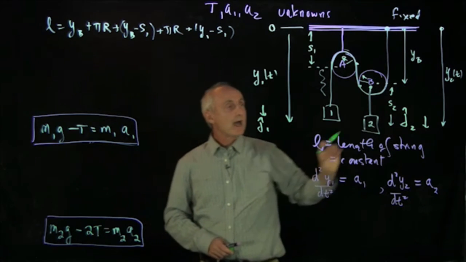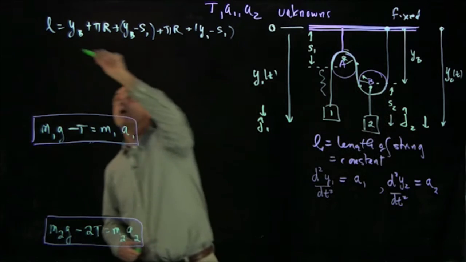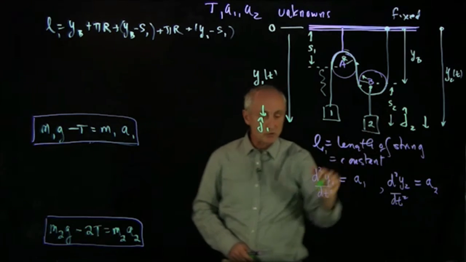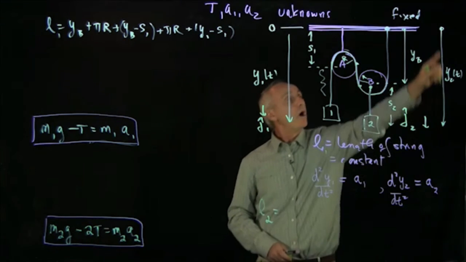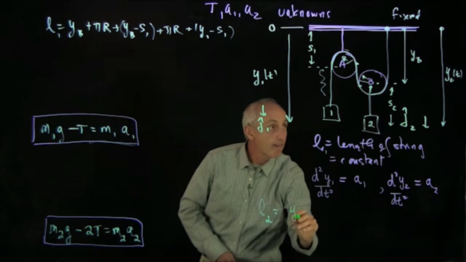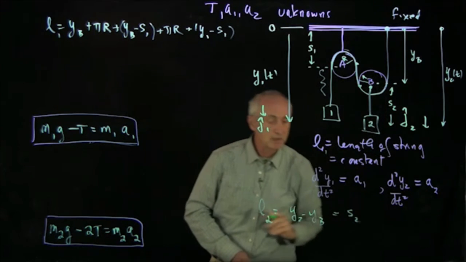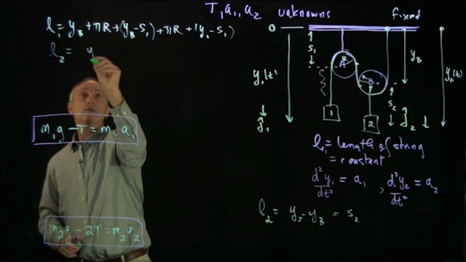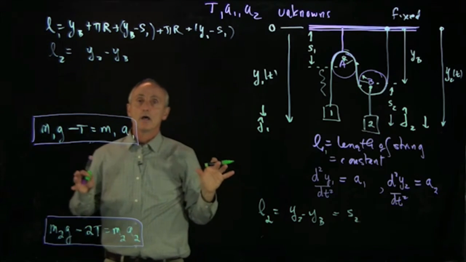Now, we also have another constraint condition. This length of the string we're going to call L1. We have a second string here, L2, and L2 is given by y2 minus yb. And that was what we called this constant S2. So we now have two string lengths, with L2 equal to y2 minus yb, and both of these string lengths are constant.